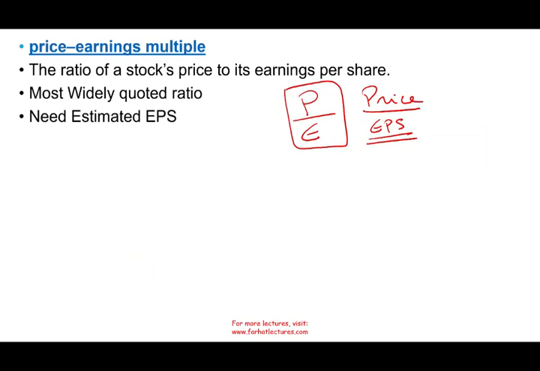So let's go ahead and get started to figure out where the PE ratio is coming from. First, to be able to compute the PE ratio, we need to estimate earnings per share. Once you hear the word estimate, it means the estimate could be wrong. So that's one of the weaknesses of the PE ratio. It's based on future estimates.